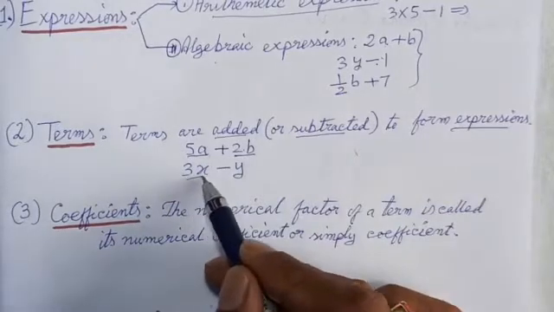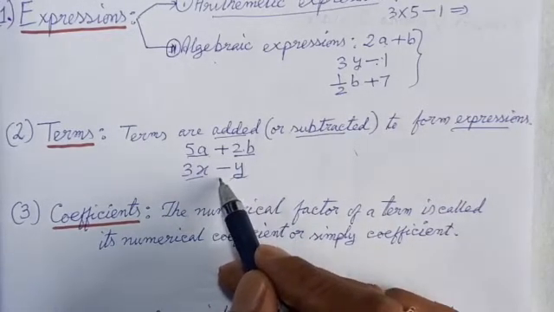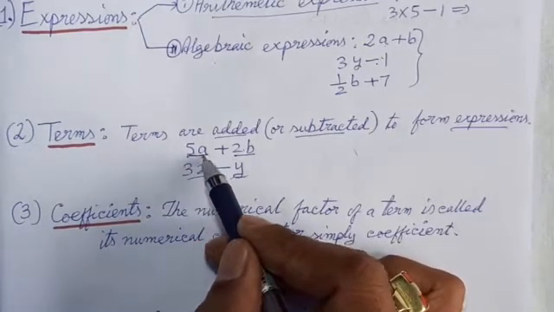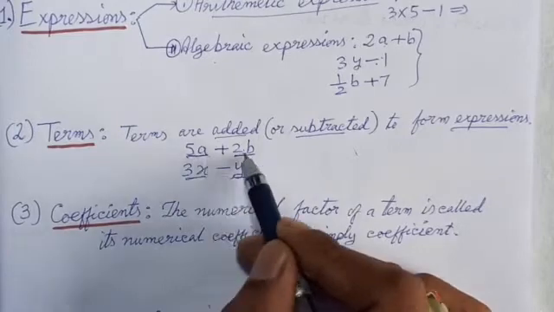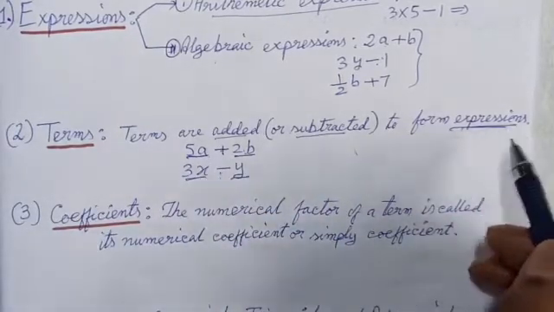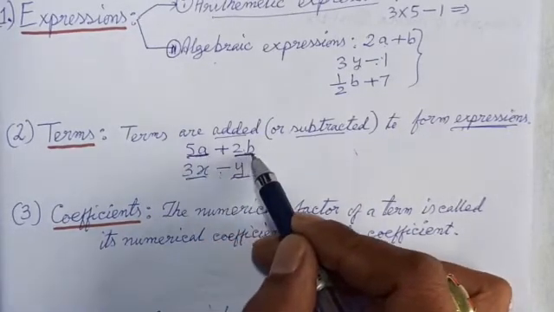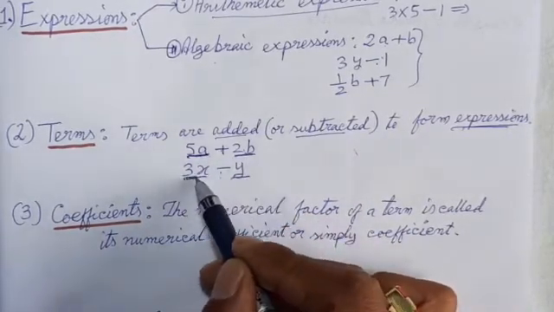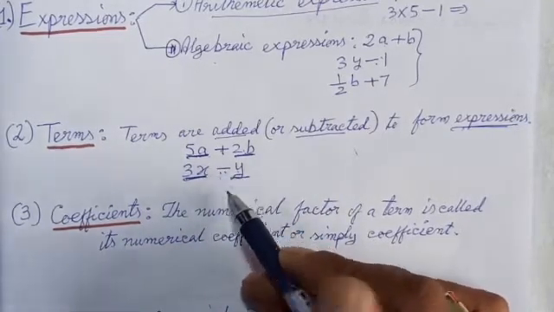And this is also a term and this is also a term. In between there is subtraction. So terms are added or subtracted to form expressions. Here 5a is called the first term and 2b is called the second term. Here 3x is called the first term and minus y is called the second term.